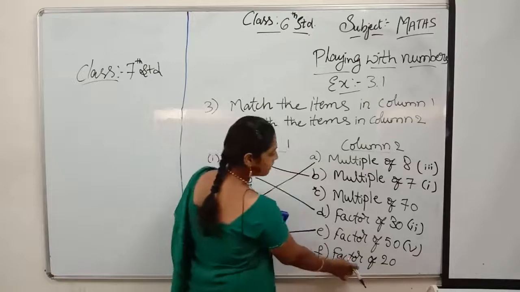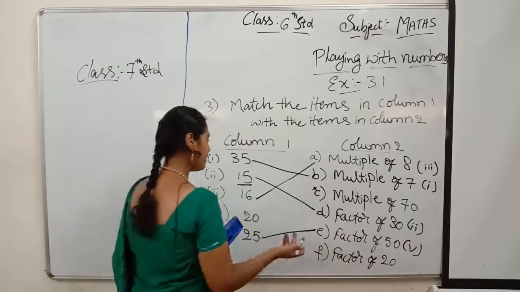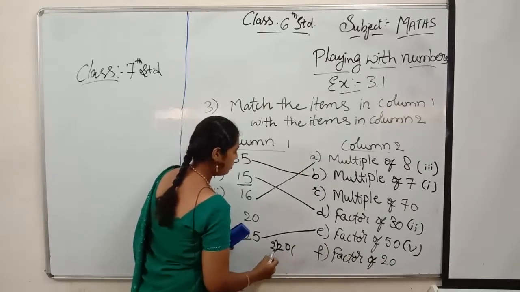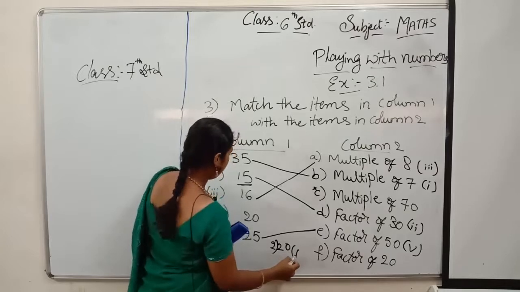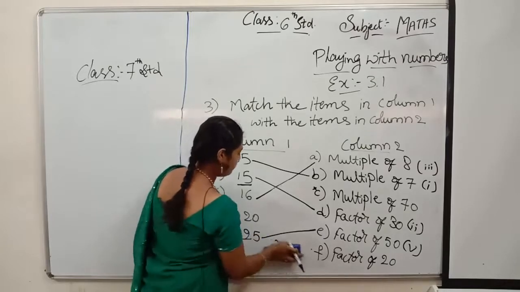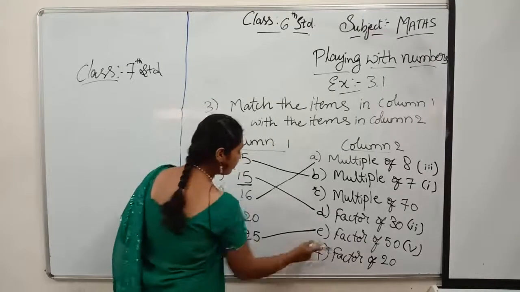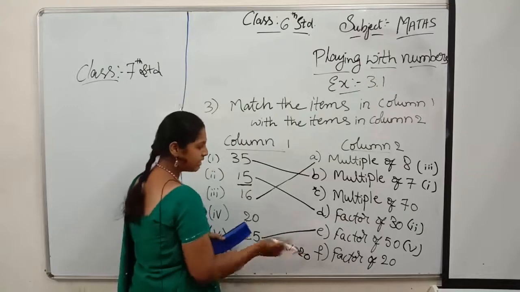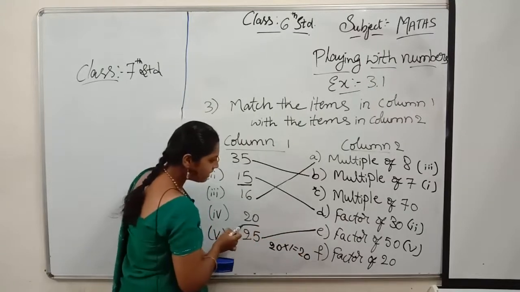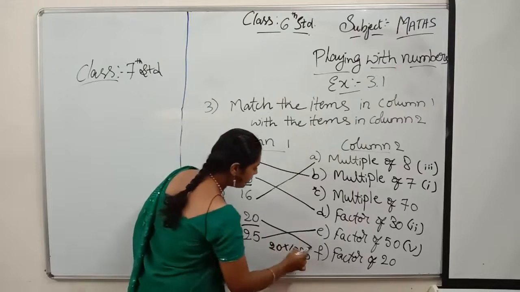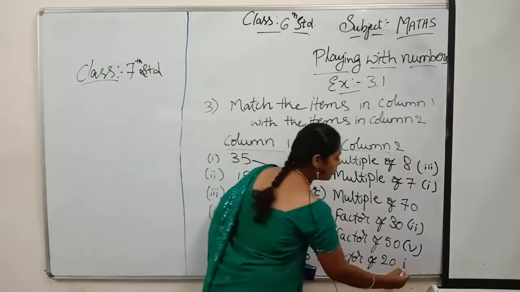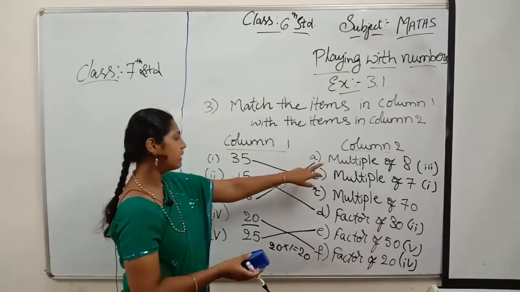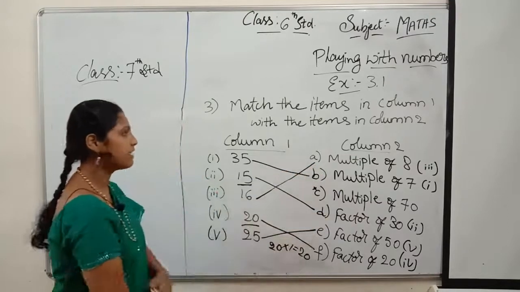Next, the last one, factors of 20. Again, same. We can write factors of 20. 20 ones are 20 also, we can get. Itself is a factor. So here 20 is there. So these two are matches here. Which one? Fourth. Yes, you understand how to do multiplication and multiples of the given numbers, and factors of the given numbers.